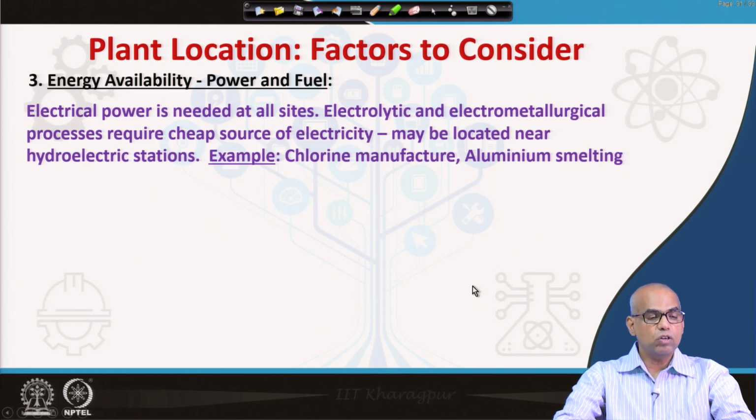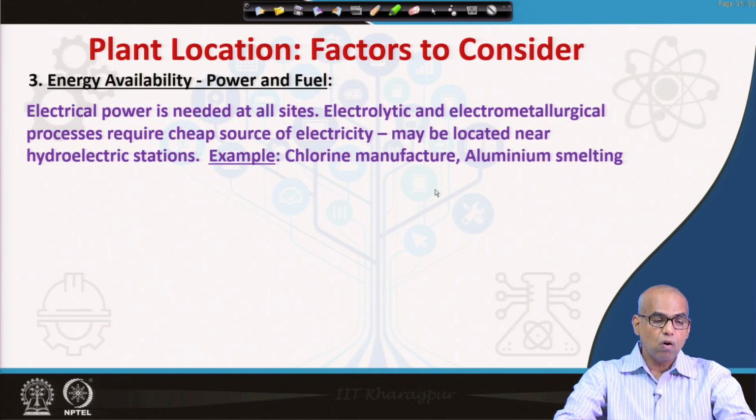Next important factor that we consider is energy availability, power and fuel. Electrical power is needed at all sites. Electrolytic and electrometallurgical processes require cheap source of electricity. They may be located near hydroelectric stations. For example, chlorine manufacture, aluminum companies where aluminum smelting is an energy intensive process. So, they may be located near thermal power stations or hydroelectric stations.